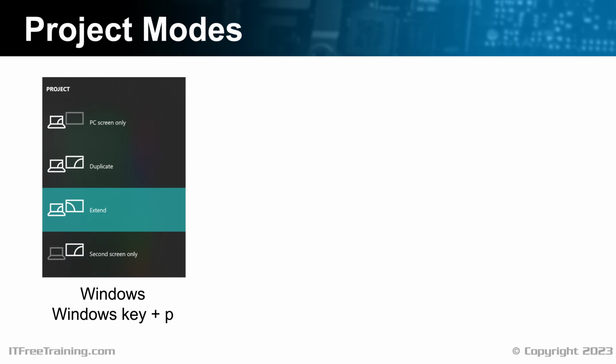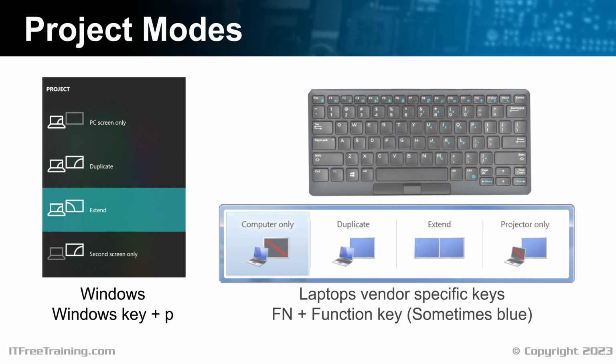You can press the Windows key and the P key together. This will bring up a menu which will allow you to quickly set how your second monitor will be used. If you have a laptop, the laptop may have a specific key to perform this function. However, pressing the Windows key and the P key together will work as well.